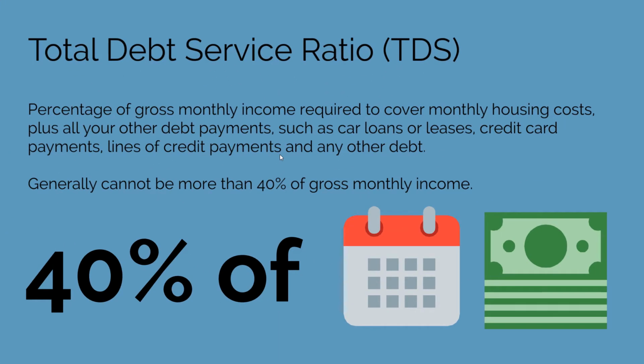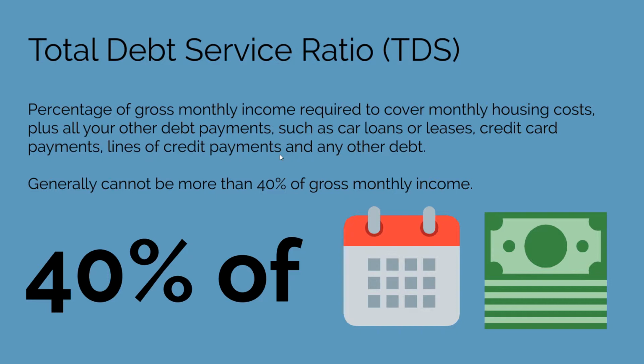So that's the first ratio that banks look at. The second ratio that they look at is your total debt service ratio. And this is the percentage of gross monthly income required to cover monthly housing costs, which is everything that we just talked about in gross debt service ratio, plus all your other debt payments, such as car loans or leases, credit card payments, lines of credit payments, and any other debt. And it can generally not be more than 40% of your gross monthly income. So if we continue with the example of $1,000 a month gross monthly income, let's say in this case you've also got a $100 a month car payment.